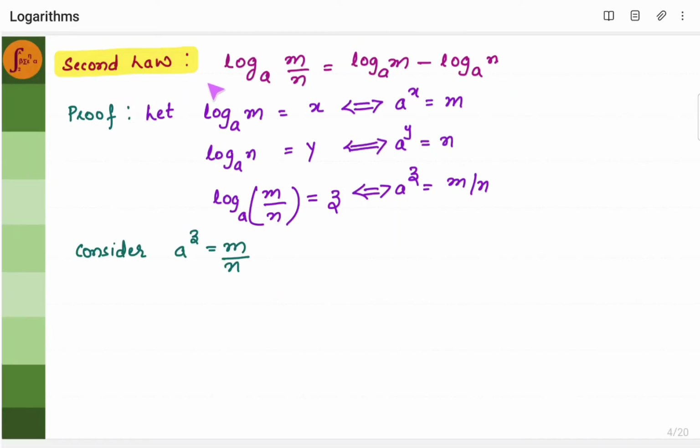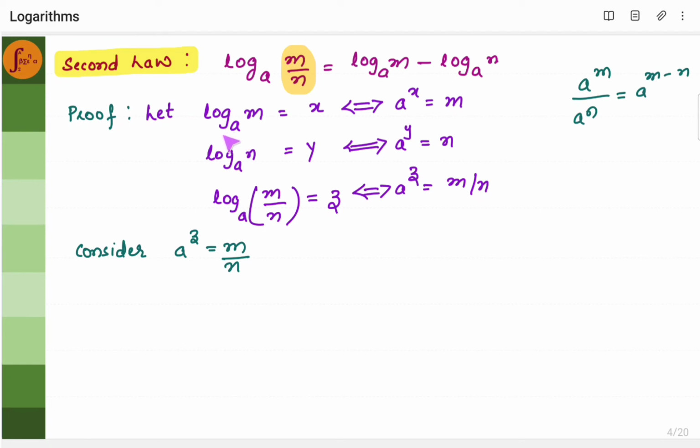So let's go to the second law. Second law is based on division. The first law was multiplication, where we had log m into n to the base a. Here we have log m by n. This is the only difference. Whenever you have m by n, you just have to subtract. Again, this is similar to theory of indices, where a to the power m by a to the power n is equal to a to the power m minus n. Same thing here: log m by n is log m minus log n to the base a.